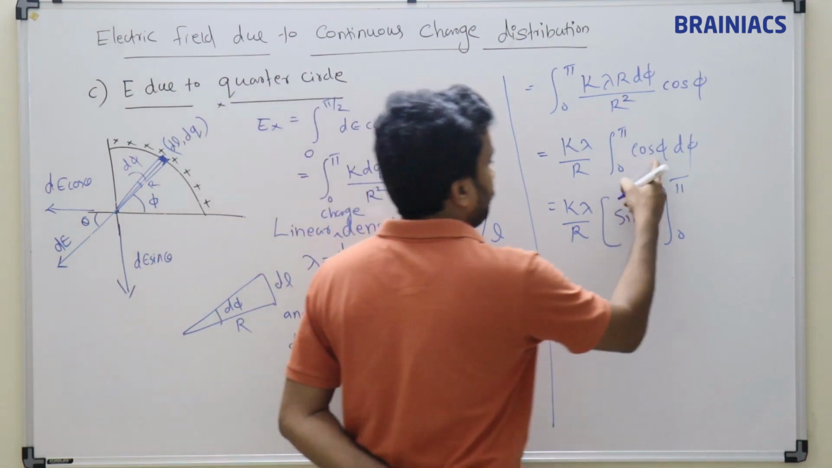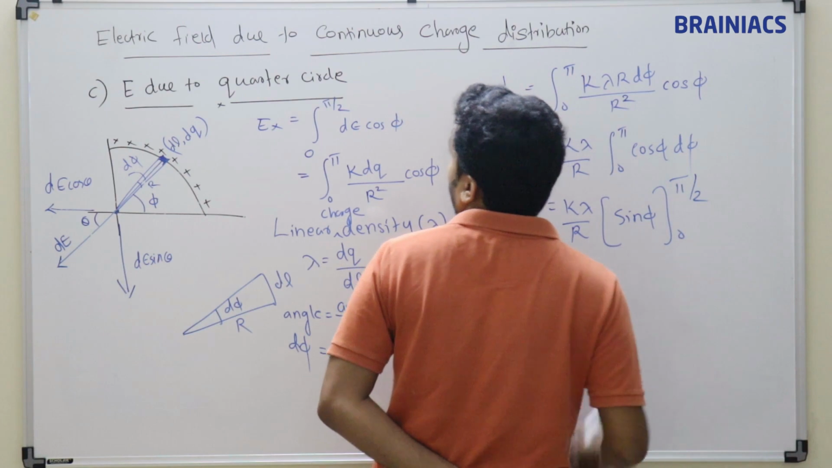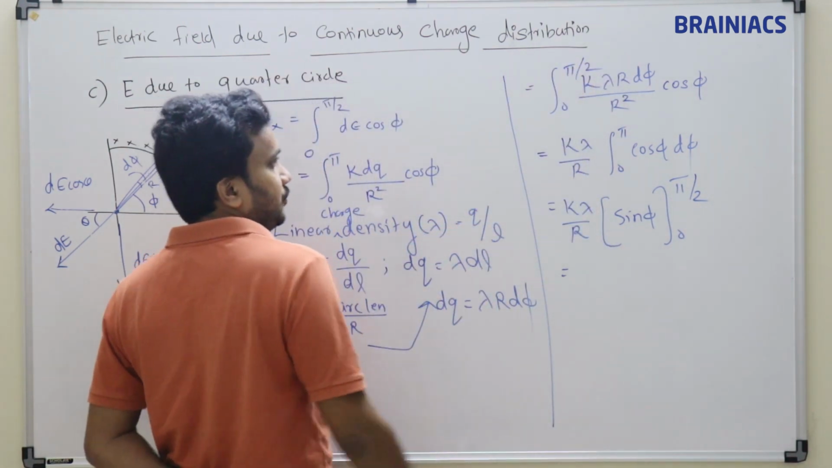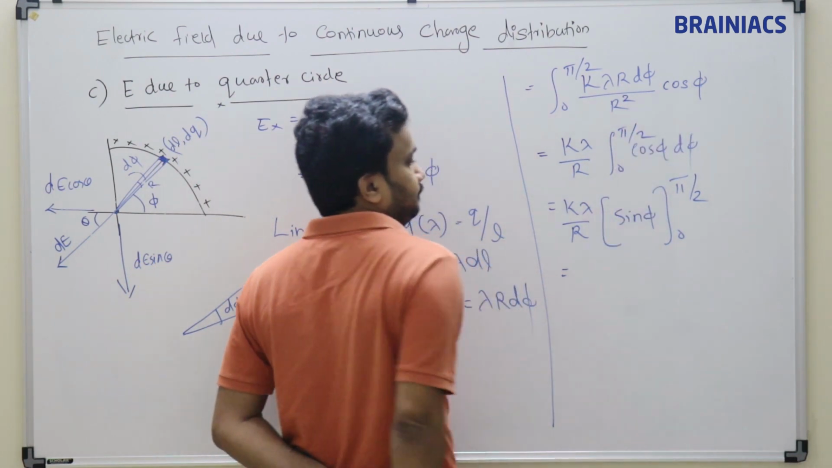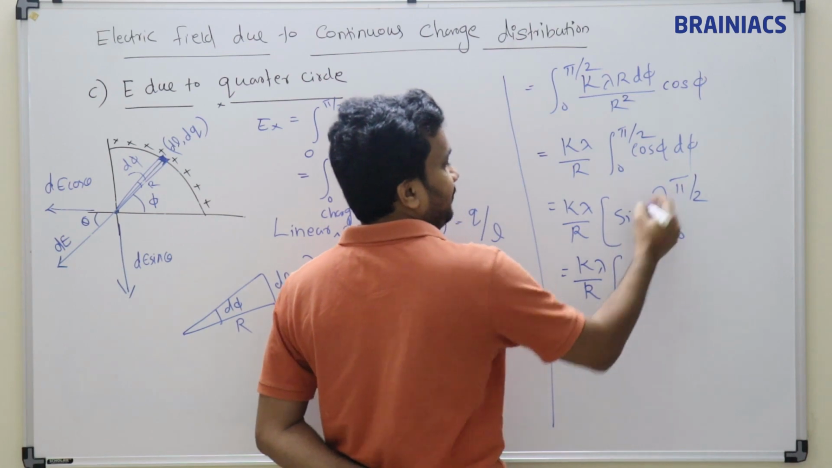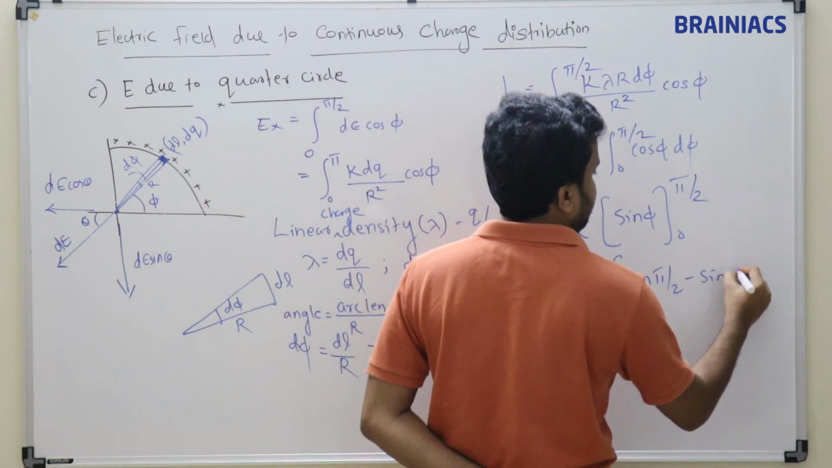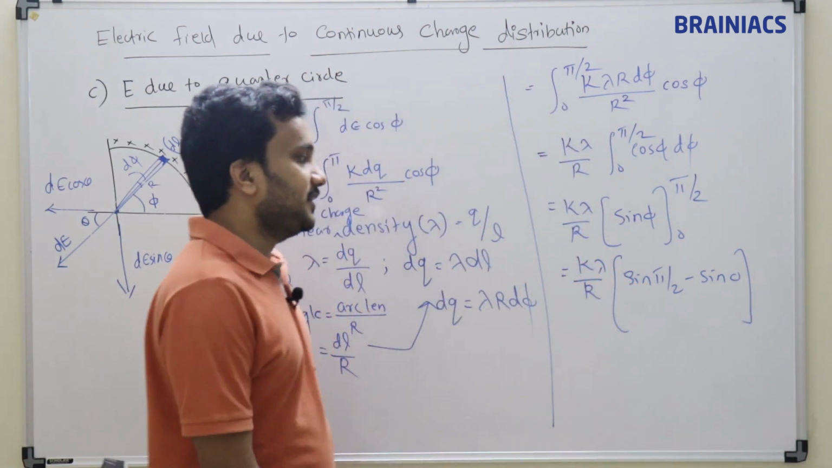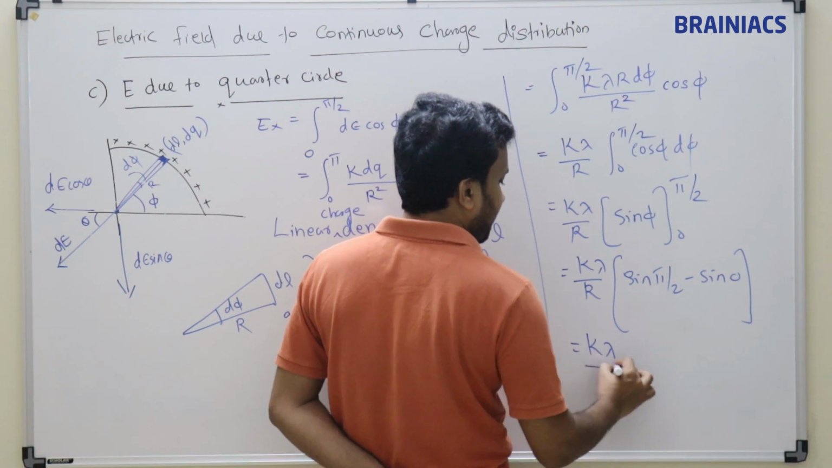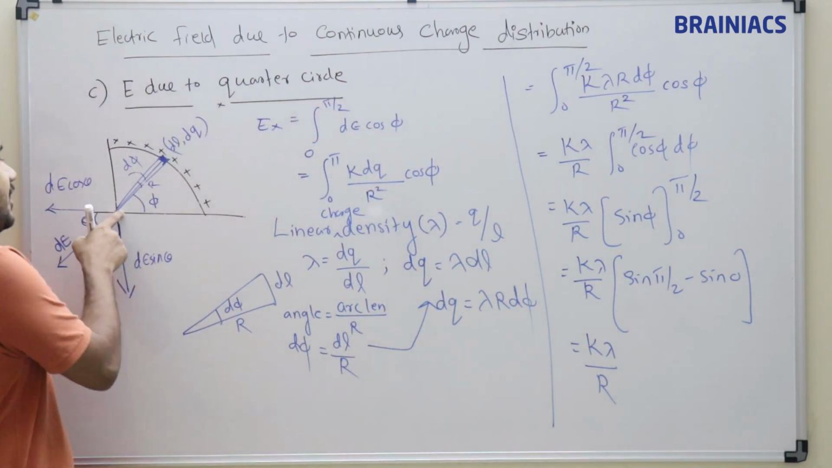Limitation 0 to pi. So cos phi integral sin phi from 0 to pi by 2. It's a quarter circle, right? 0 to pi by 2. So k lambda divided by r into sin phi. Sin phi means sin pi by 2 minus sin of 0. Sin 0 is 0, sin pi by 2 is 1. So the answer is k lambda divided by r. This is the electric field created at this point.